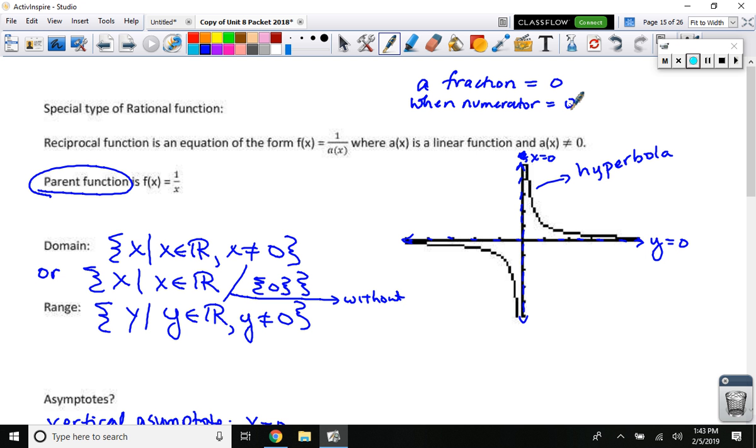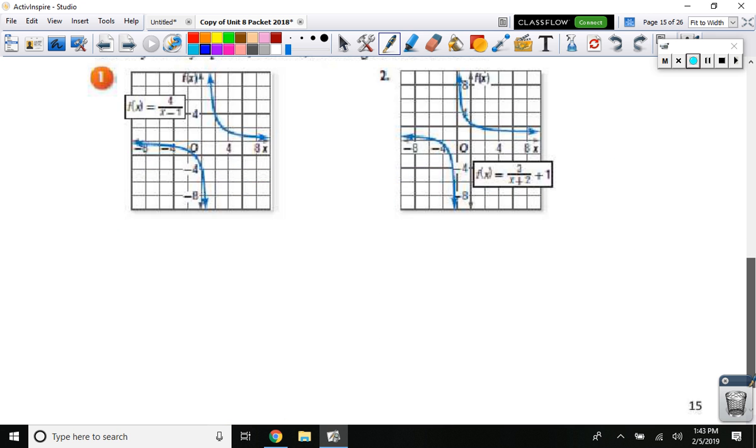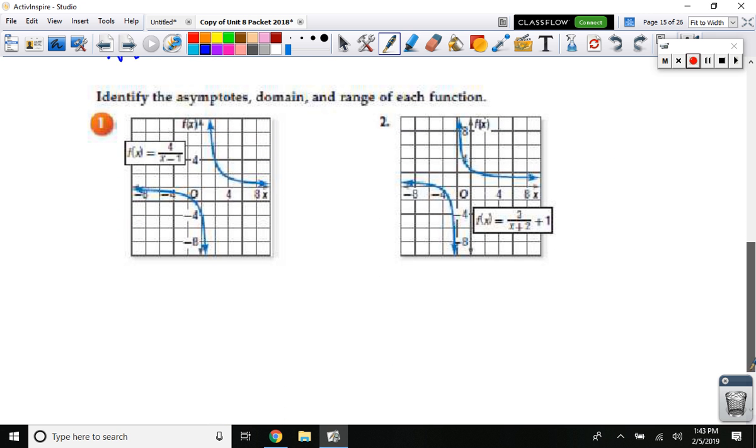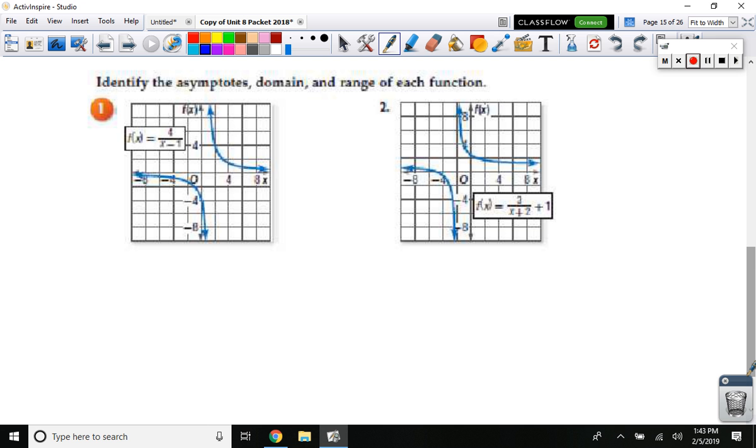Okay. So you've got an idea what this basic curve looks like, right? You've got a horizontal and a vertical asymptote at 0, and you've got quadrant 1 and quadrant 3 for your graph. Good? All right. What else we got on here? Okay, let's look at this one. Identify the asymptote, domain, range, and so on.